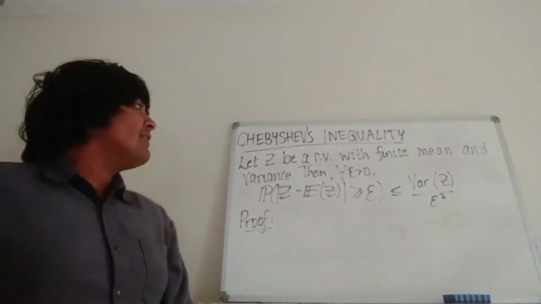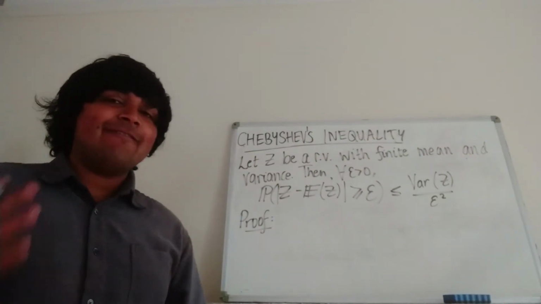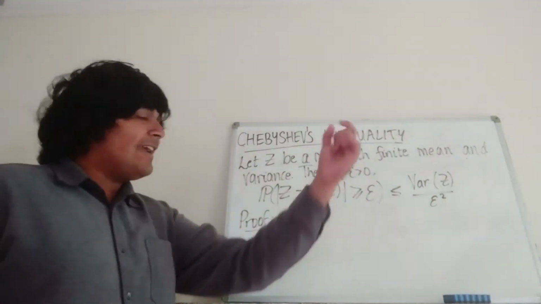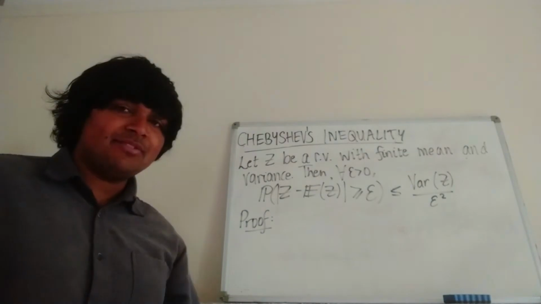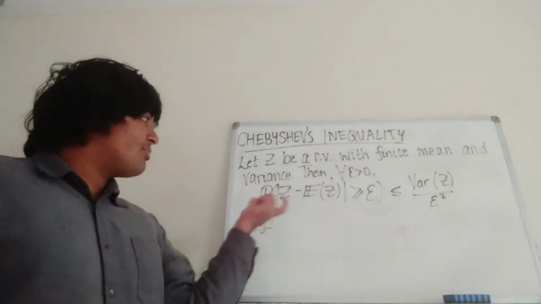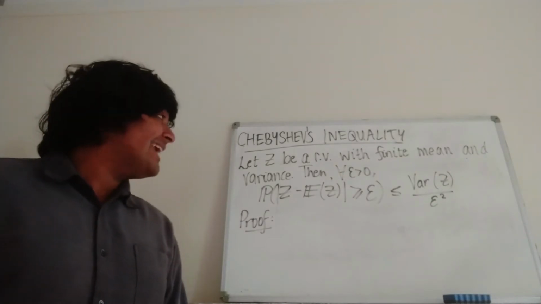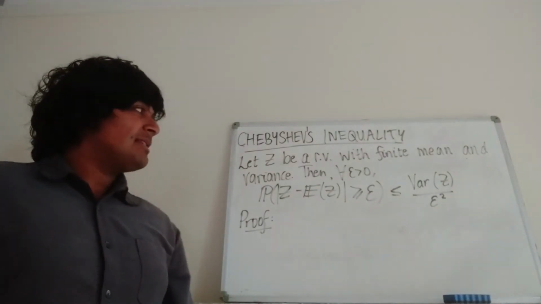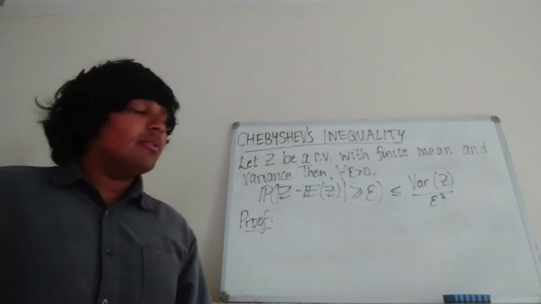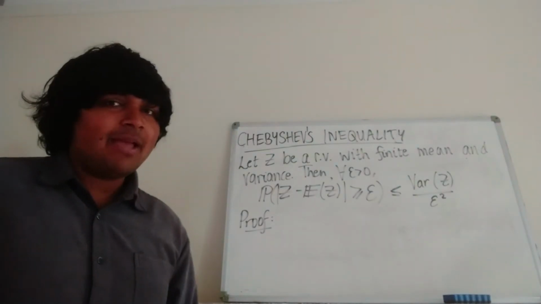We have a random variable z with finite mean and finite variance. Then, for any positive number epsilon, even if it's really small, we have that the probability that the distance between z and its expected value is bigger than or equal to epsilon is less than or equal to the variance of z divided by epsilon squared.